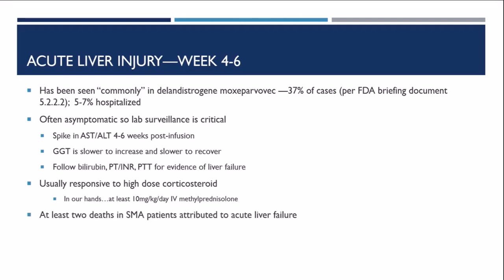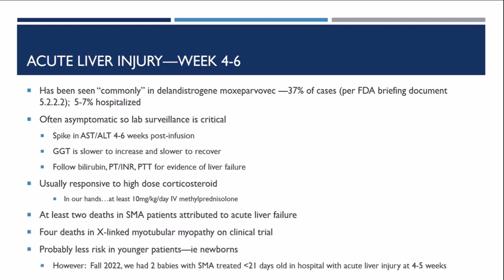There are at least 2 deaths that are known, and not many details known about these patients, but attributed to liver failure in SMA patients. There's 4 deaths that we heard about in the myotubular myopathy trials. And there's probably lower risk in younger patients.